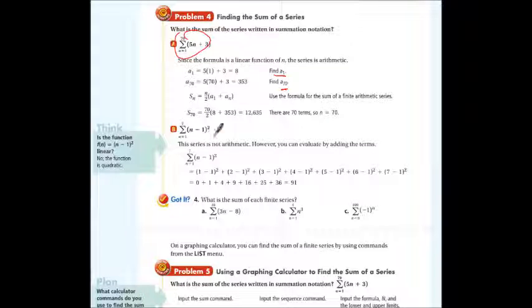No problem. Here, this series is not arithmetic. However, we can evaluate it by adding the terms. From 1 to 7, we add them all up and we get 91, even though it's squared. Go ahead and evaluate the sum of each of these series, A, B, and C. Pause the video right here and find the sum of each finite series. All right, you've unpaused. Hopefully here you got 2140, here you got 100, and here you got 1.